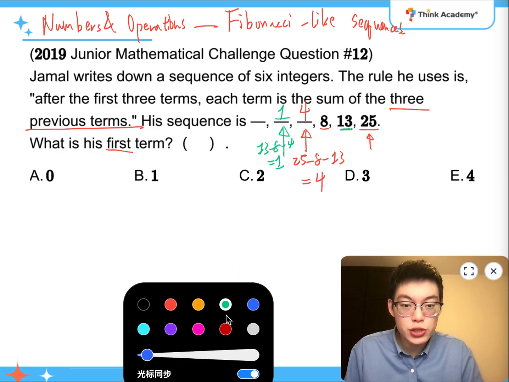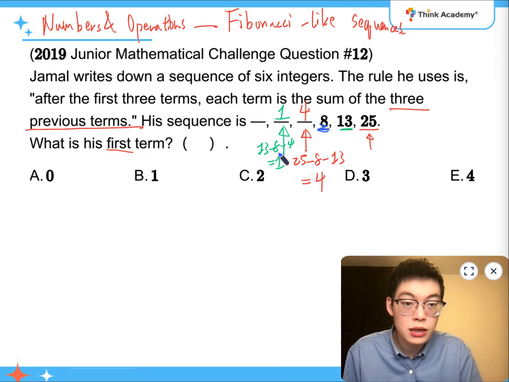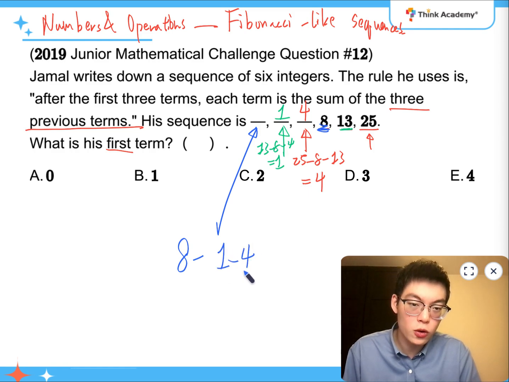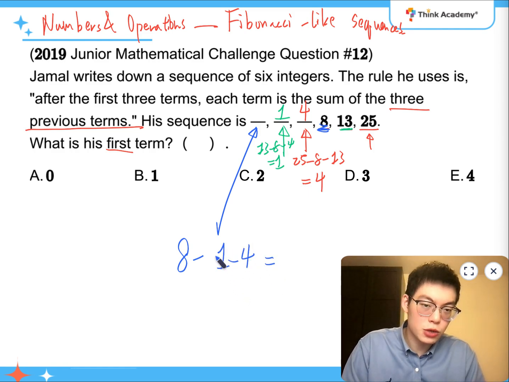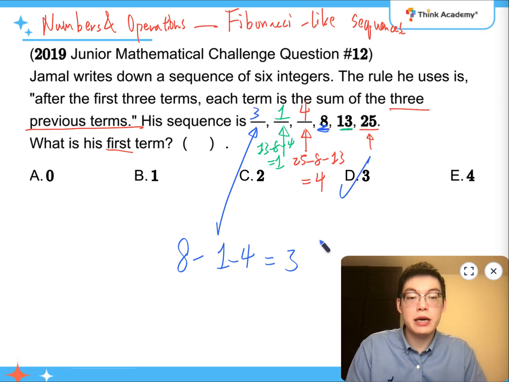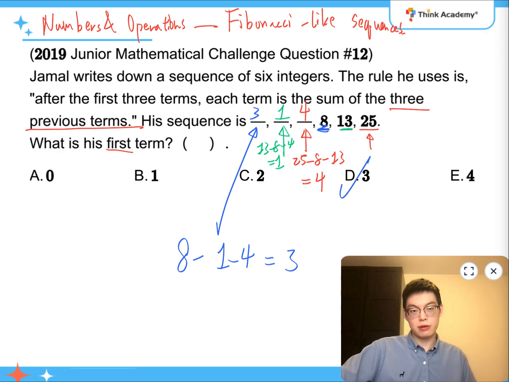And finally, using 8, I can trace back to that box. It is going to be 8 take away 1 take away 4, so the previous 2 numbers, and I got the remaining one, which is 3. So the answer is D, which is 3 for this question, okay?